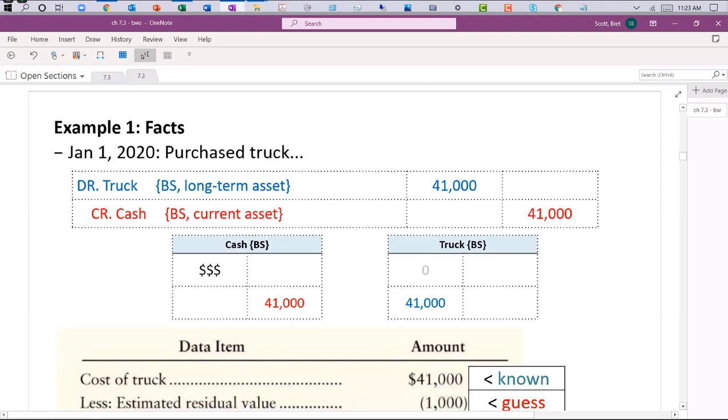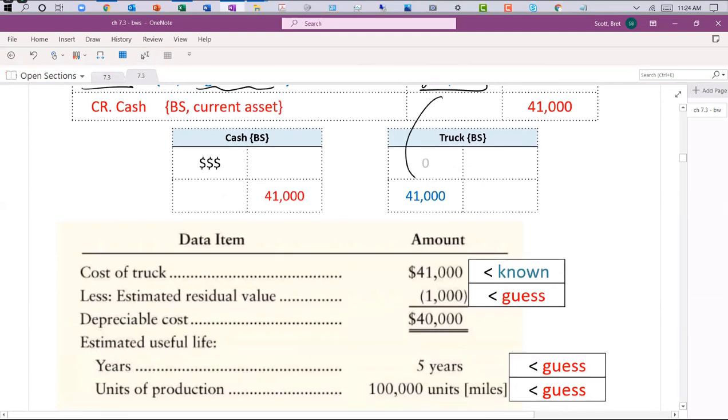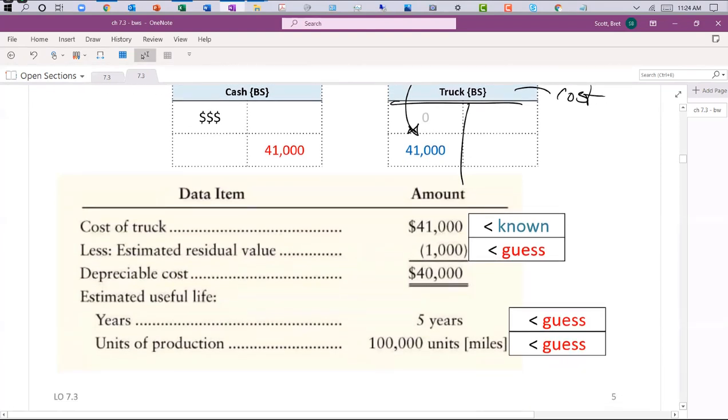So for example, let's talk about the purchase of a truck. If we buy a truck with cash, we're going to debit the truck. That's a long-term asset account. And let's assume it's $41,000. So it goes into the T account. That's the cost, all the costs incurred to get it. That includes things like registration fees, title, taxes, et cetera, all things from learning objective 7.1.